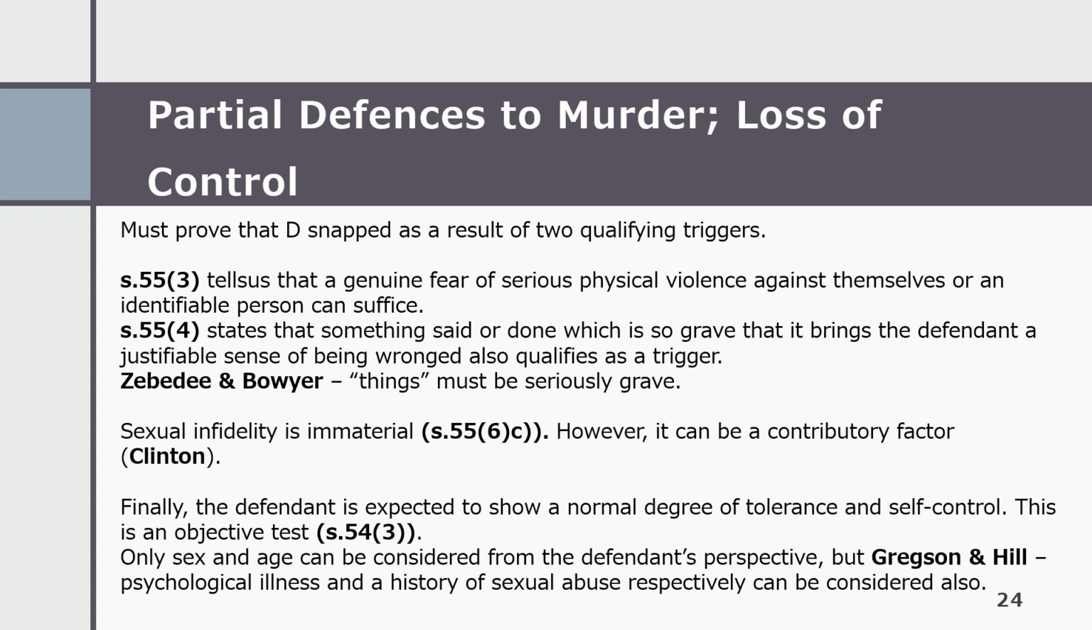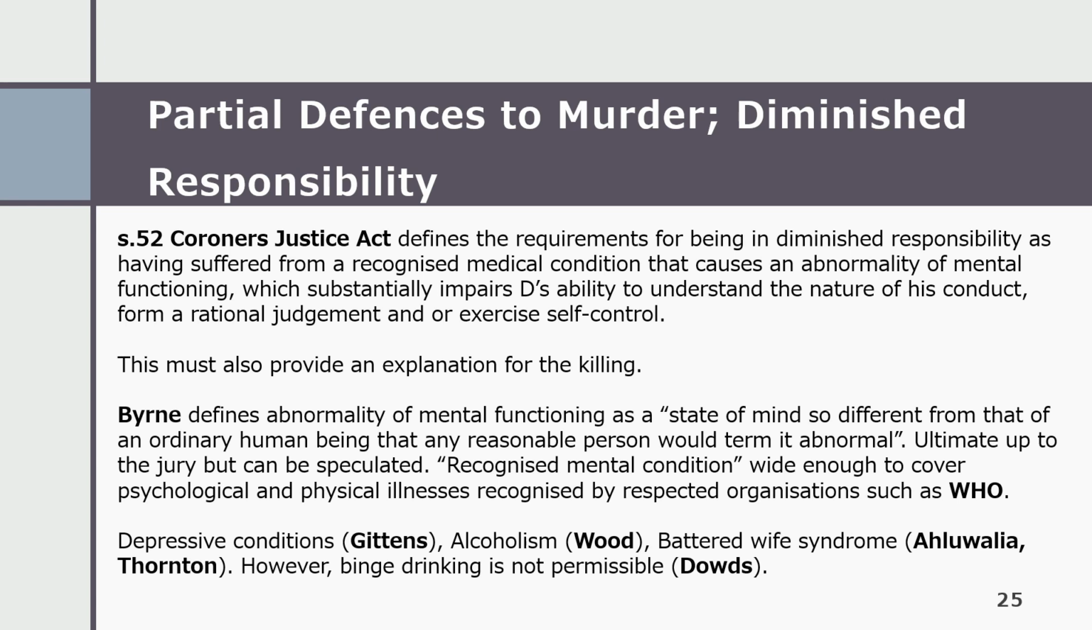So finally, the defendant is expected to show a normal degree of tolerance and self-control. This is an objective test, so section 54, subsection 3. Only sex and age can be considered from the defendant's perspective, but Gregson and Hill states that psychological illness and a history of sexual abuse, respectively, can be considered also. So the next partial defense to murder is diminished responsibility.